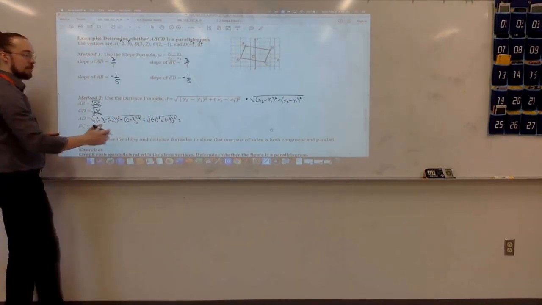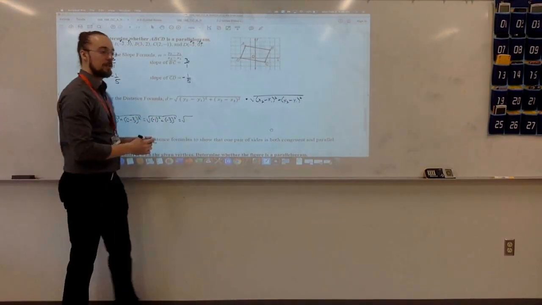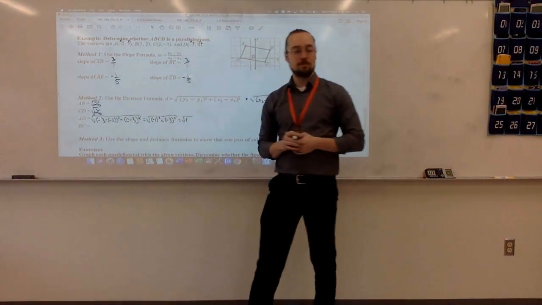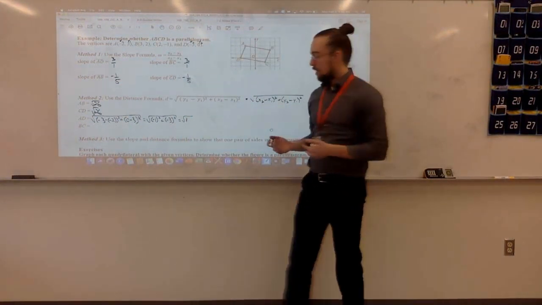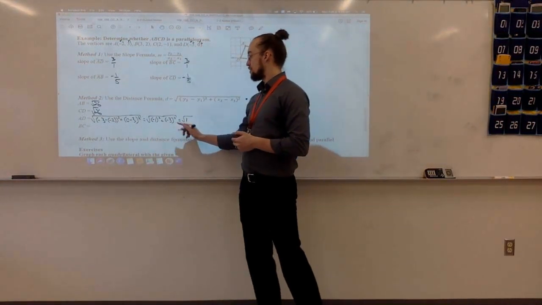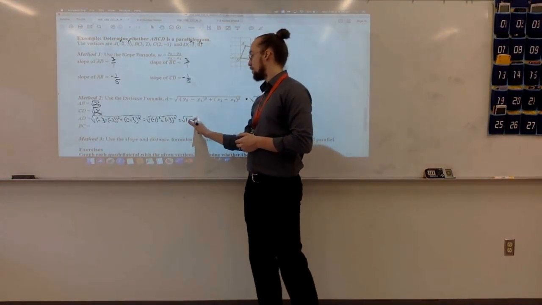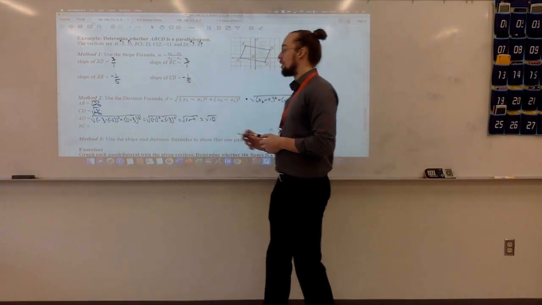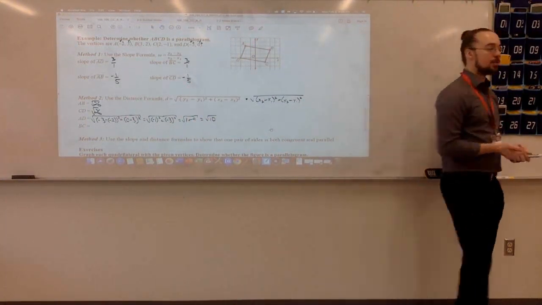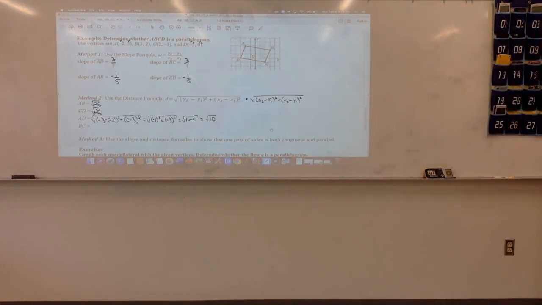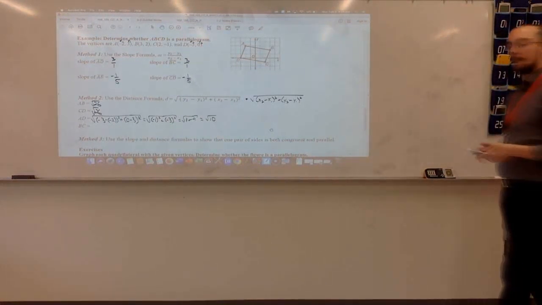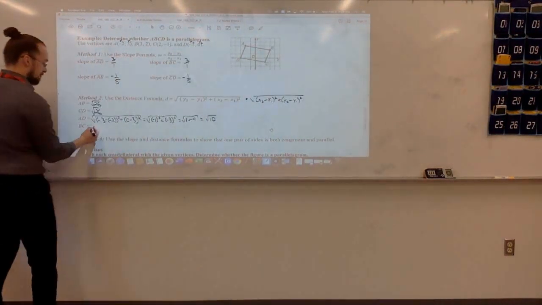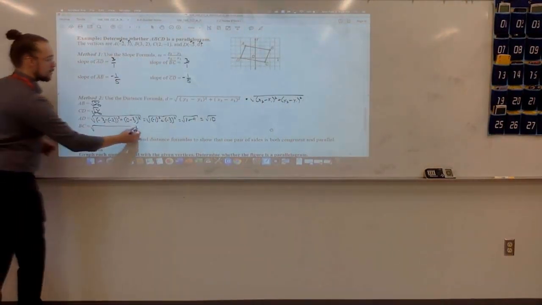And we get -1 squared. Remember, anytime we're squaring a negative value, that's going to be positive. So -1 squared is +1. -3 squared is going to be +9. So we end up with AD is the square root of 10. For BC then, we want to do the same thing.